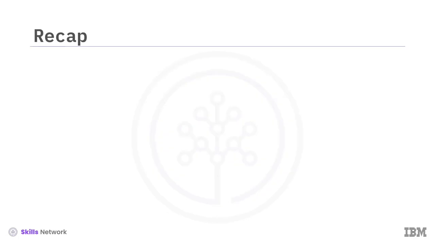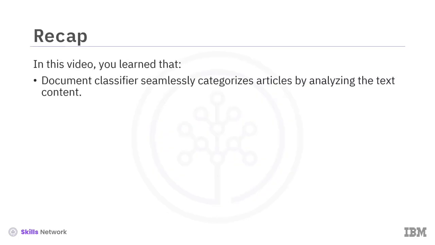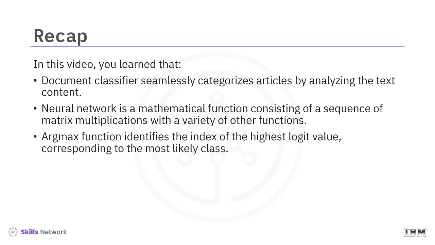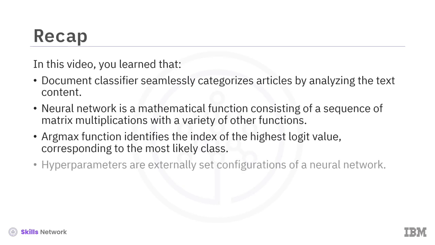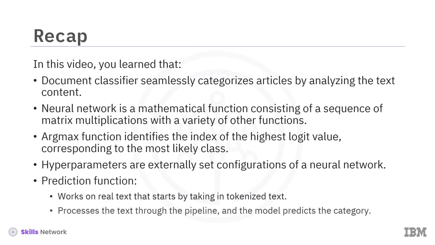Let's now recap what you learned. In this video, you learned that a document classifier seamlessly categorizes articles by analyzing the text content. A neural network is a mathematical function consisting of a sequence of matrix multiplications with a variety of other functions. The argmax function identifies the index of the highest logit value corresponding to the most likely class. Hyperparameters are externally set configurations of a neural network. The prediction function works on real text that starts by taking in tokenized text. It processes the text through the pipeline and the model predicts the category.